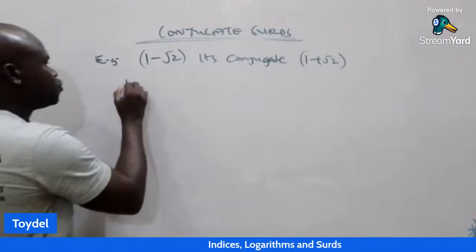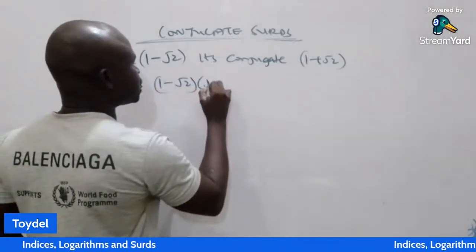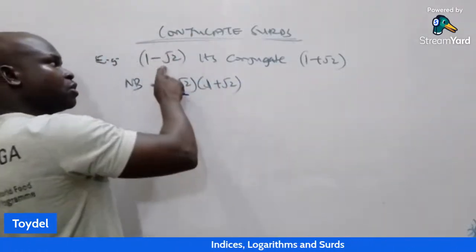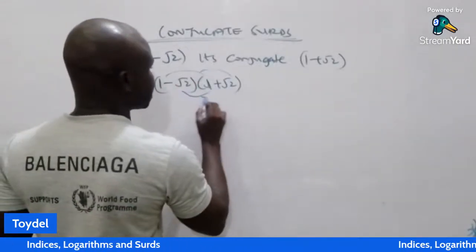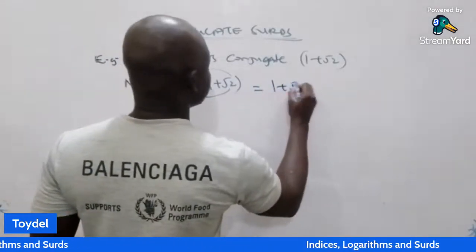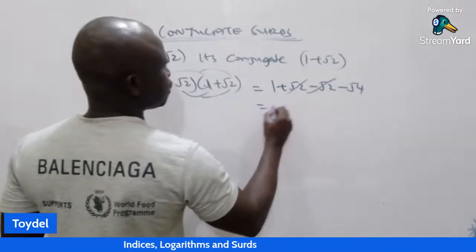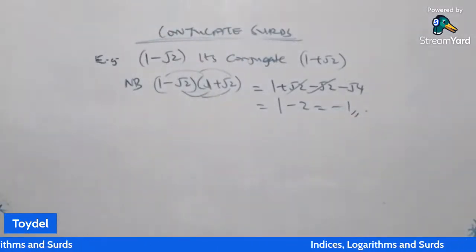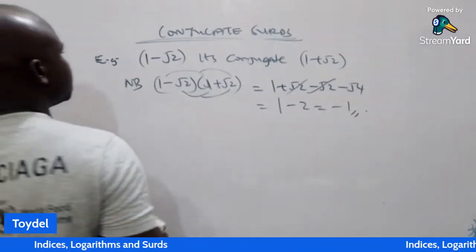Not only that, we should note that if we use a surd to multiply its conjugate, we are going to get a rational number, a whole number. Like the second example that I gave, that's 1 plus root 2 minus root 2 minus root 4. This will cancel this, and then we are going to have 1 minus 2, which is minus 1. So when you multiply a surd by its conjugate, be rest assured that you are going to get a whole number.